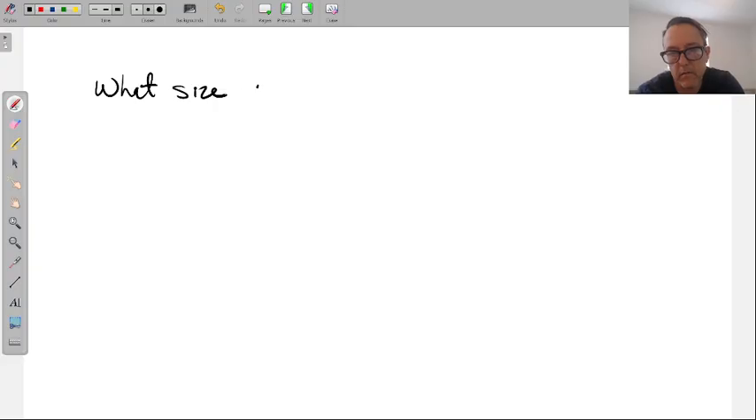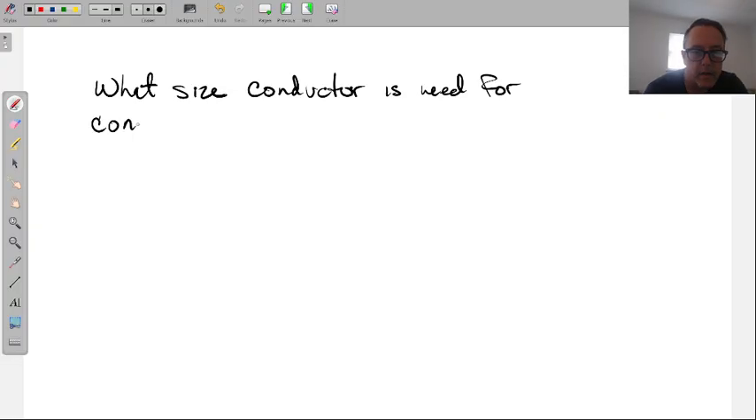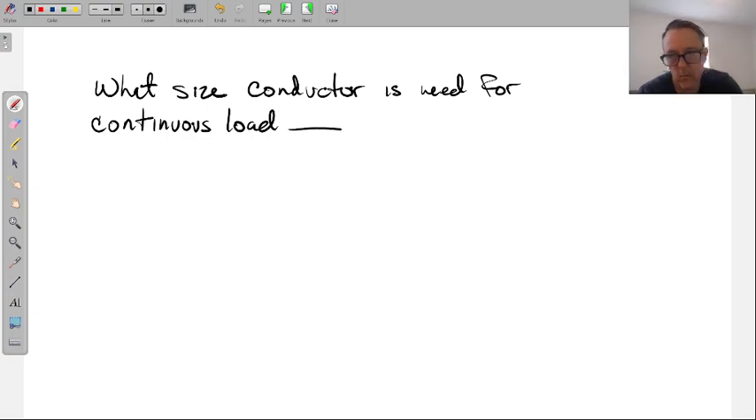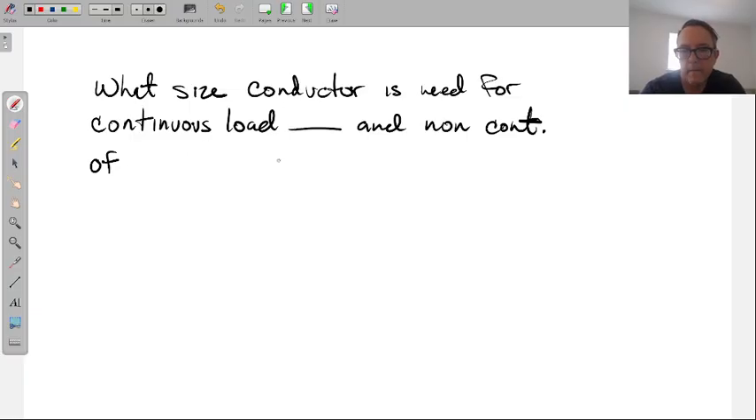So conductor would be one question. What size conductor is needed for, and let's do them both at the same time so we can just remember how to do them. Continuous load, which numbers will change for the questions that you'll find on the exam. Ampere and non-continuous, of non-continuous of, and here again we'll have a different load there.